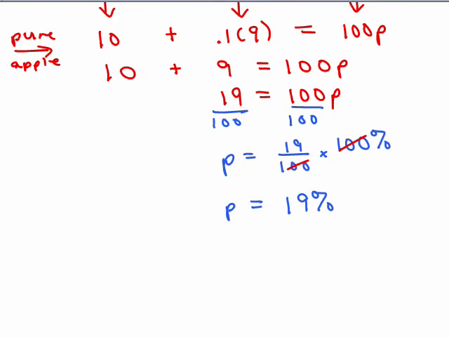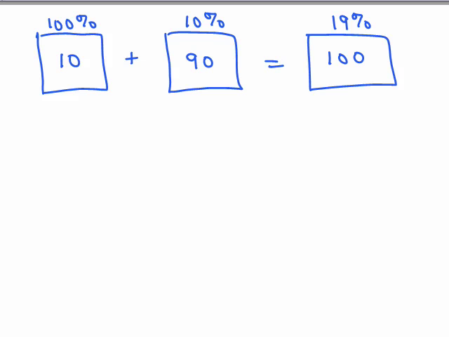We could check it, though. So here's how we check it. We go back and draw the picture. Remember, we already knew these first two things. We had 100% of the 10 quarts of the pure apple juice, and we had 90 quarts of the 10% apple juice, and then we knew that was 100 in here, so we just found out that this was 19%. So now I'm putting in the 19%. So this is what I'm checking. I'm making sure this is really correct.